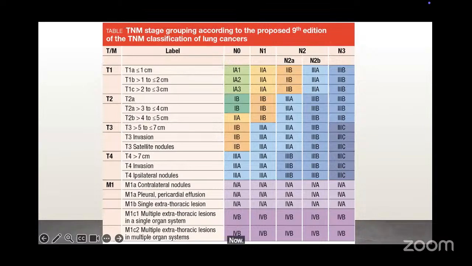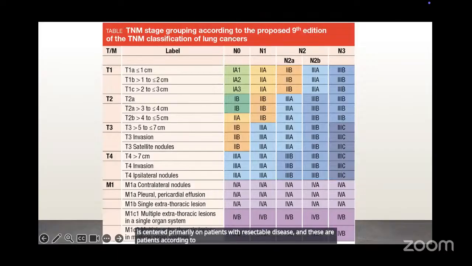The discussion in terms of advancement in surgical techniques is centered primarily on patients with resectable disease. And these are patients, according to the 9th edition of the TNM by the AJCC, the American Joint Committee on Cancer, and the Union for International Cancer Control, or the UICC, diagnosed as patients with stage 1 to 2 disease and select patients in stage 3B.